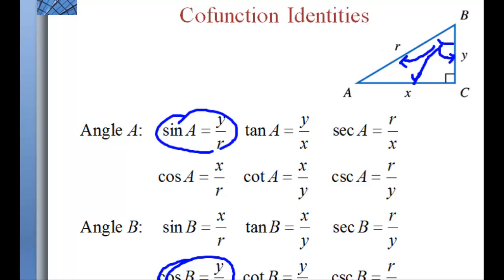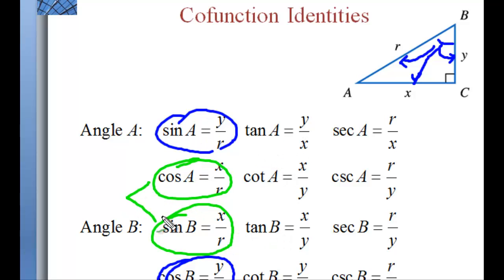And for the cosine of A, the cosine of A is x over r, and sine of B is x over r. This is true with each of the functions here, and the complementary angles give co-functions.